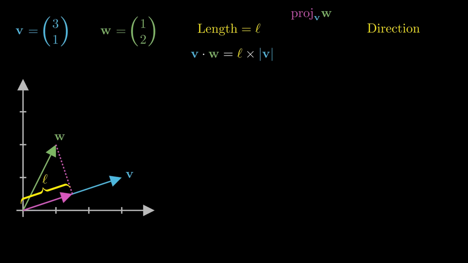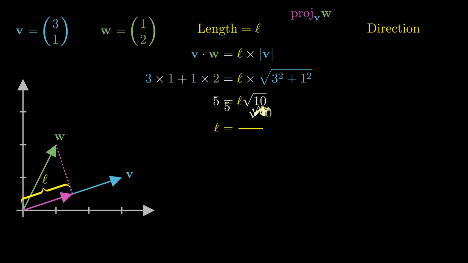Okay, now the dot product is easy to calculate. We just multiply corresponding entries and add. And the length of V is also easy, it's just Pythagoras. So on the left, we get 5, and on the right, we get L multiplied by root 10. So now the length of the projection is just 5 over root 10.